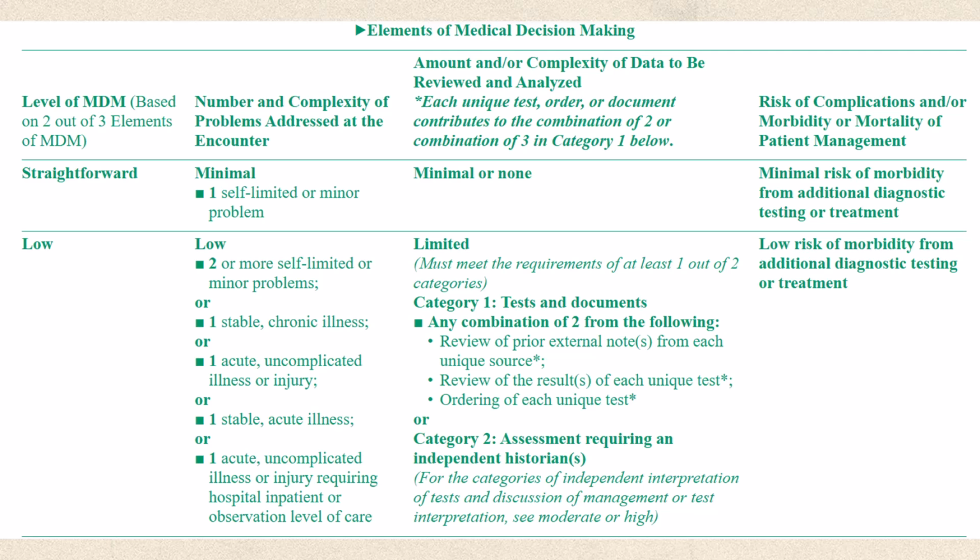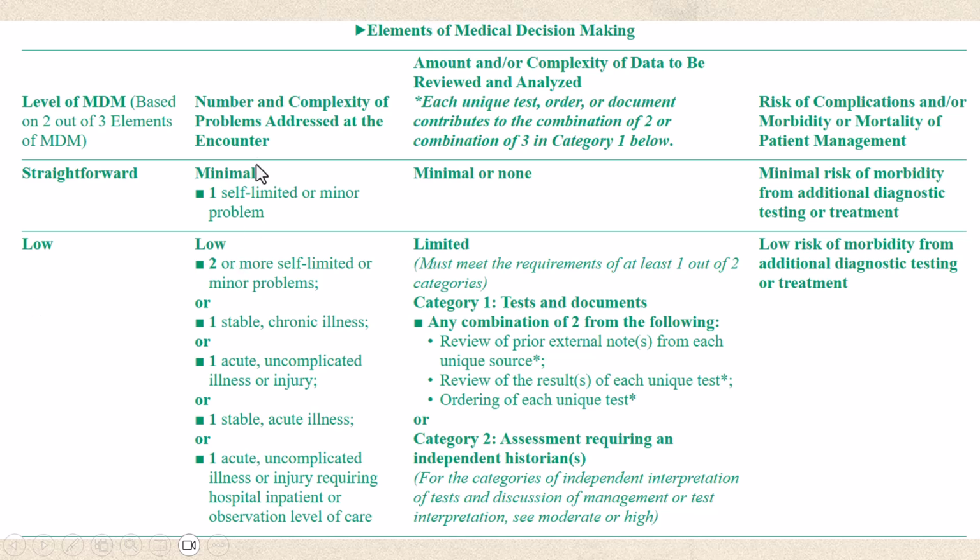Since 2024, the CPT codebook has included the following elements of medical decision making table. So here you can see straightforward, low, moderate, and high. So you have to be thorough in how to categorize each category. For example, if you take straightforward, the complexity is minimal, that is a self-limited or minor problem. Amount and complexity of data to be reviewed is minimal or none. The risk of complication is minimal, that is straightforward.